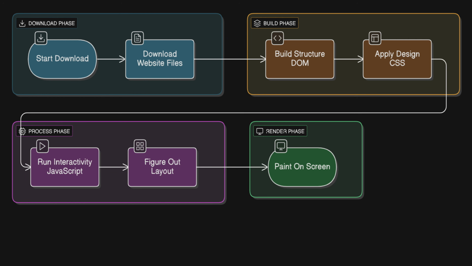Here you can see the whole process in simple steps. Phase 1 is the download phase. Start the download, and the browser downloads the website files like HTML, CSS and JavaScript. Then the next phase is the build phase. It builds the structure, which is the DOM. It applies design using CSS, and the next phase is the process phase. In that, it runs interactivity using JavaScript and figures out the layout, and the next phase is the render phase. It paints everything on the screen.